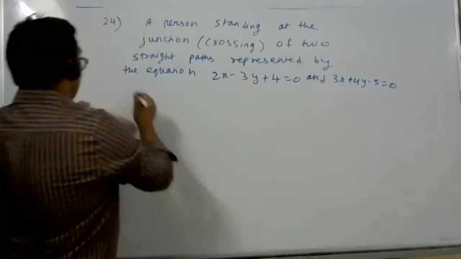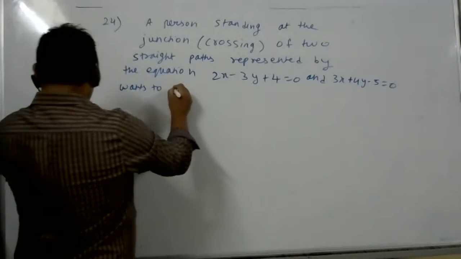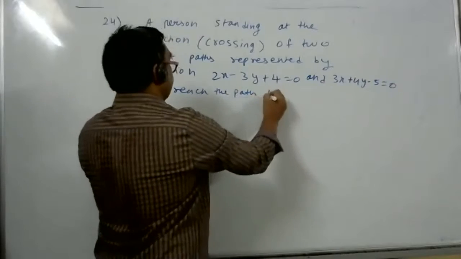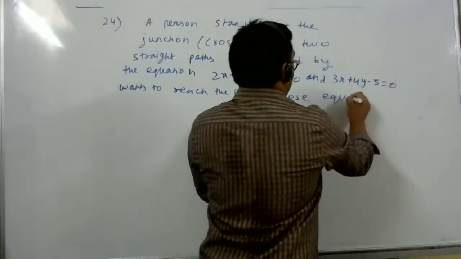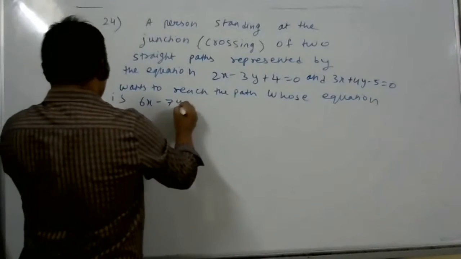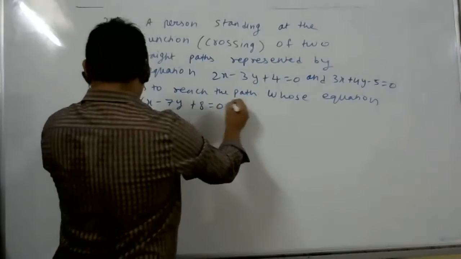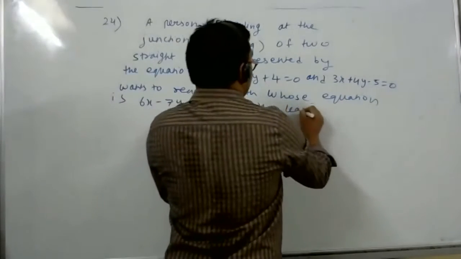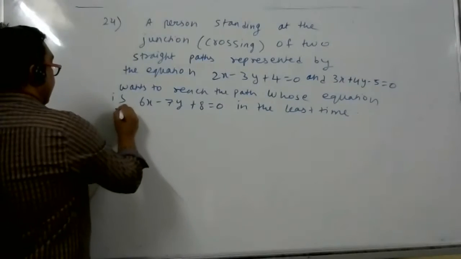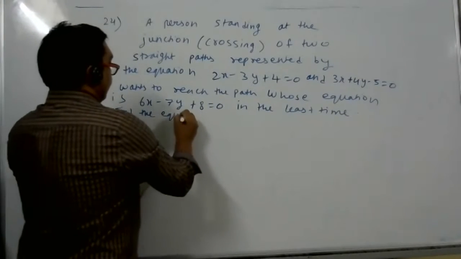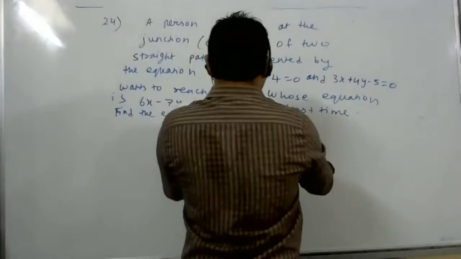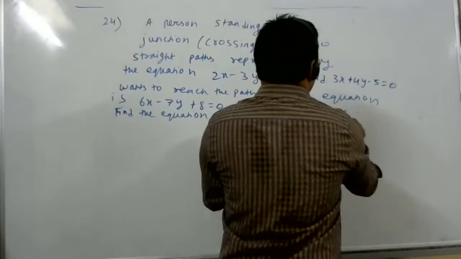Understand the question. Wants to understand the question. Reach the path whose equation is 6x minus 7y plus 8 is equal to 0 in the least time. Find the equation of the path that he should follow.